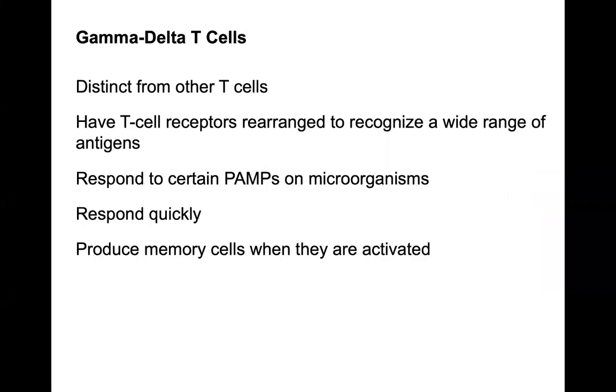Gamma delta T cells, these are distinct from other T cells. They have T cell receptors rearranged to recognize a wide range of antigens. They respond to certain PAMPs on microorganisms. They respond very quickly, and they help to produce memory cells when they are activated.